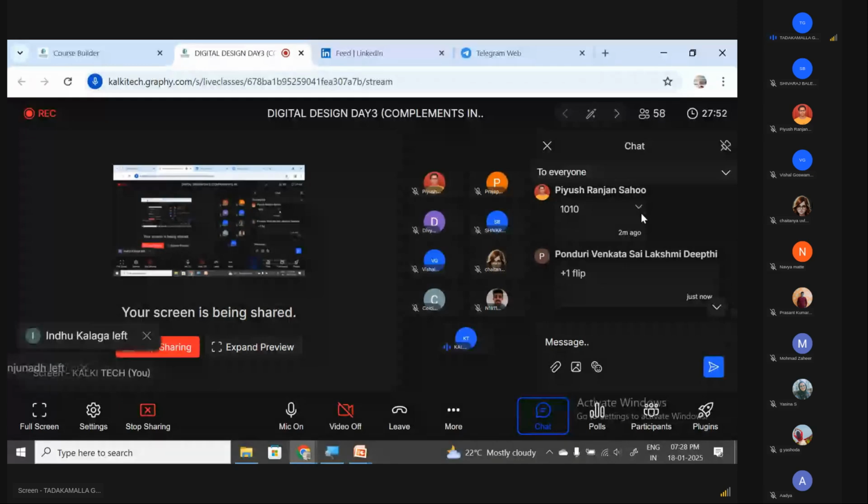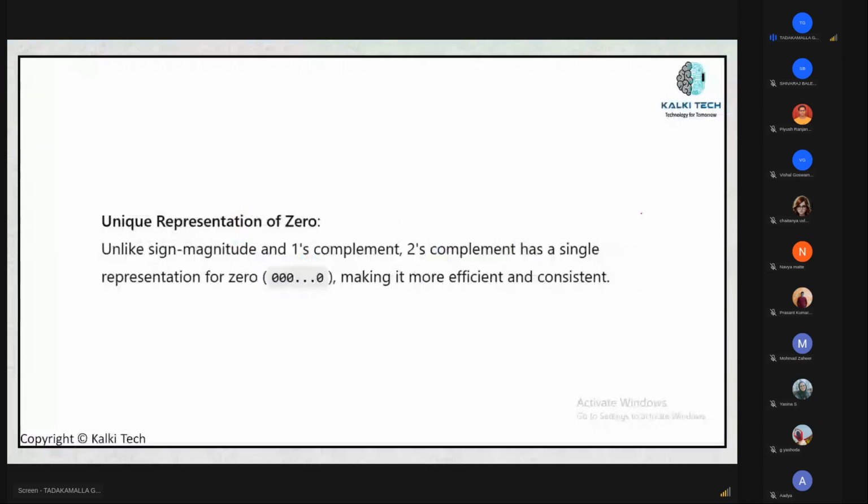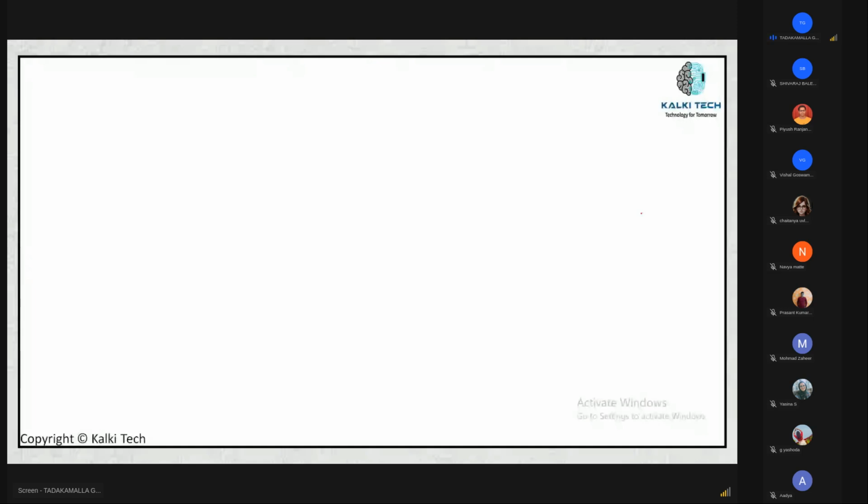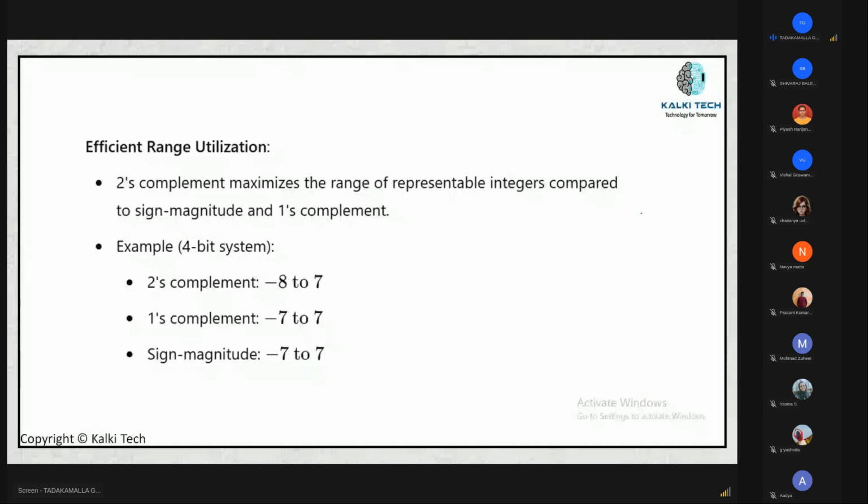Unlike sign magnitude and one's complement, two's complement has only a single representation for 0. So it is more efficient and consistent. And one more thing is that two's complement has a wider range of representation compared to one's complement and sign magnitude representation.